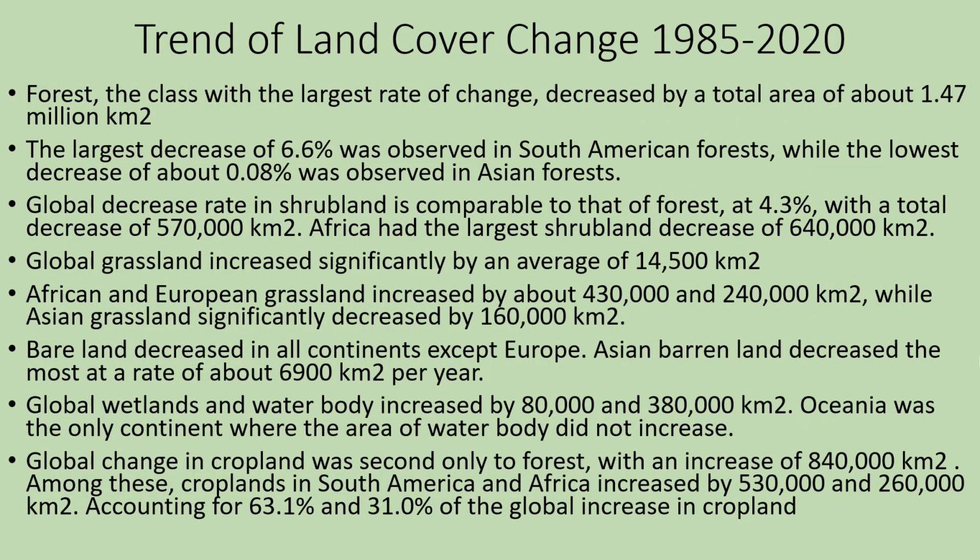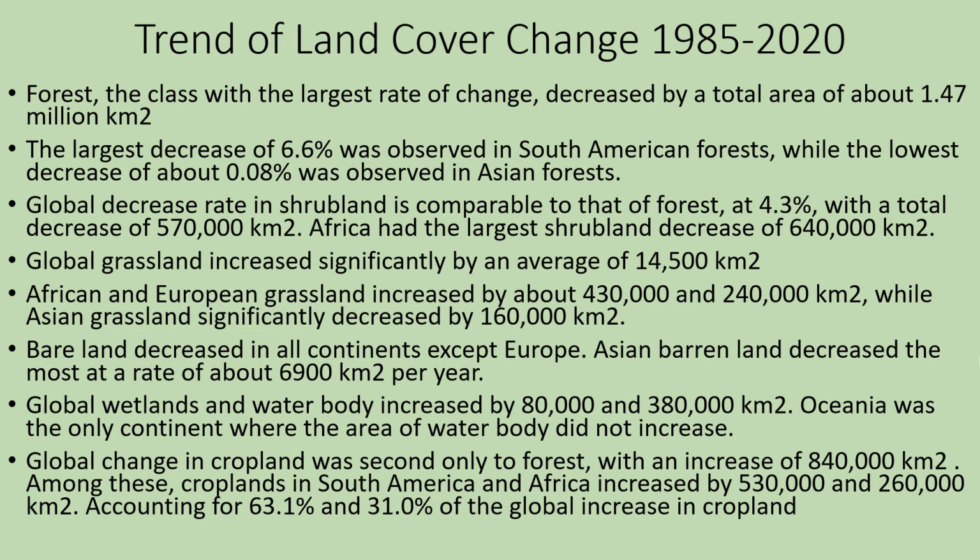All right, so here are our findings for the paper. After all that work, we have the trend of land cover change from 1985 to 2020. There's quite a bit of information on the slide here, but in general, I'm just going to hit some of the bigger ones. Forest was the class with the largest rate of change, and it decreased by a total of 1.47 million kilometers squared. The largest decrease of 6.6% was observed in South American forests, while the lowest decrease of about 0.08% was observed in Asian forests.